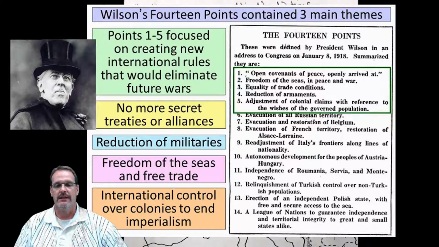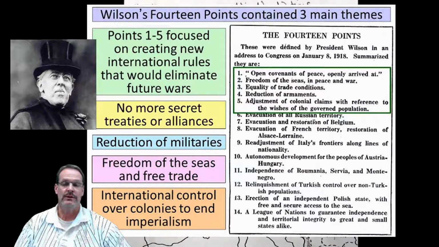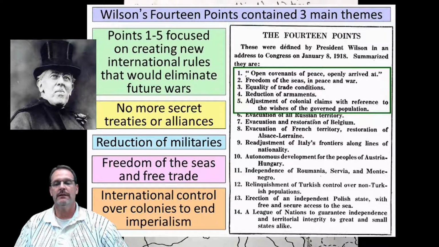But on that list of his 14 points, he talks about eliminating secret treaties, freedom of the seas. You know, the U-boats really affected the United States when we were shipping things to people. And equality of trade conditions, that trade conditions wouldn't be affected by the size of your nation. A reduction of armaments, basically world reduction of armaments, that countries would limit the size and scope of their militaries. If you have smaller militaries, thus smaller wars. Adjustment of colonial claims.